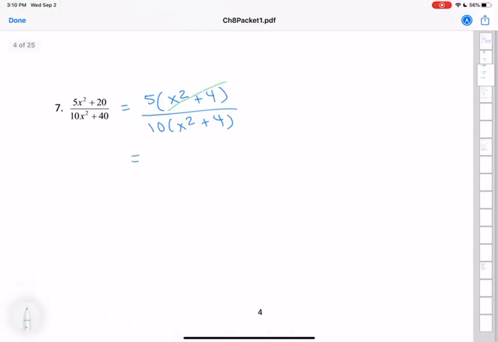So let's cross them out. That leaves me with 5 over 10. Can I reduce that? I can. 5 over 10 is 1/2. So that entire polynomial, 5x squared plus 20 over 10x squared plus 40, is really just a fancy way of saying 1/2.